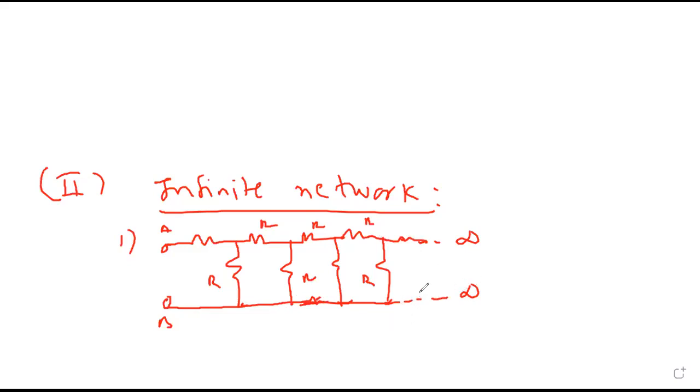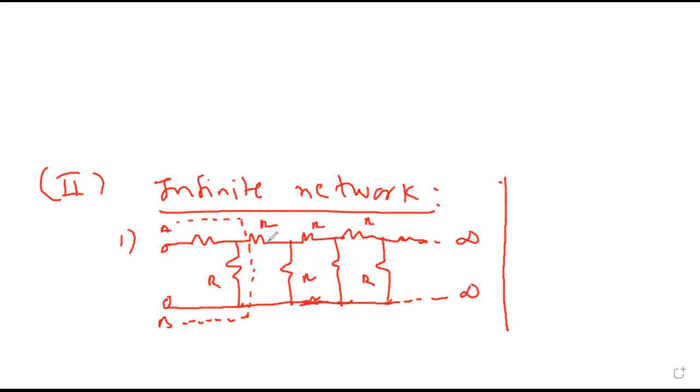So we want the equivalent between A and B. There is an infinite chain. Is this chain repeating again and again? This one, a repeater, R R. Okay?